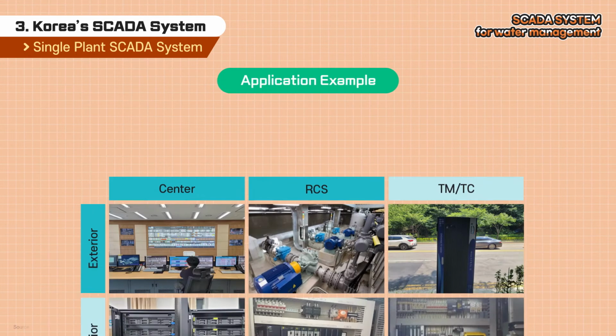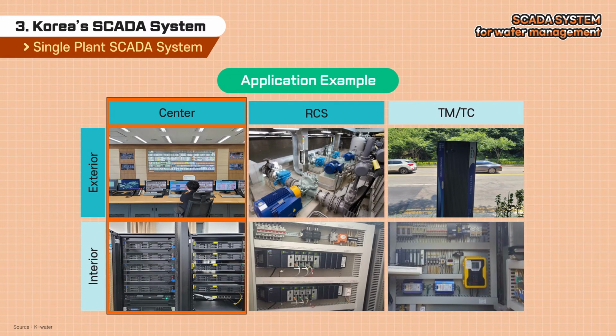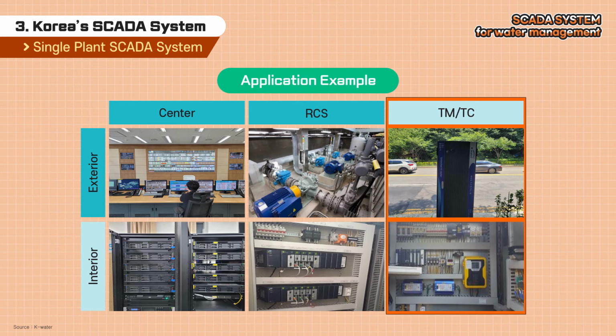The SCADA system can be divided into Central System, RCS, and TMTC. The central system consists of a big board capable of integrated monitoring and various servers. The RCS provides functions for automation and remote monitoring control of individual processes at water treatment, water intake, and pressurization plants, while the TMTC provides functions for real-time monitoring and control of water facilities, such as pipelines and drainage basins.